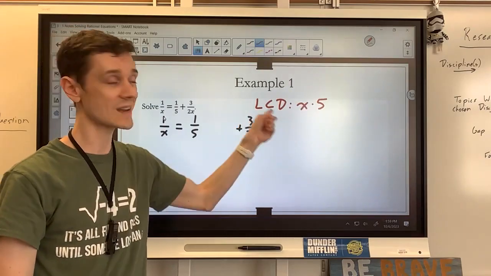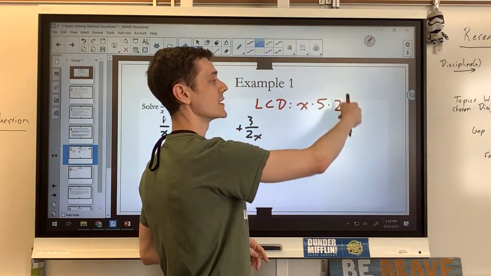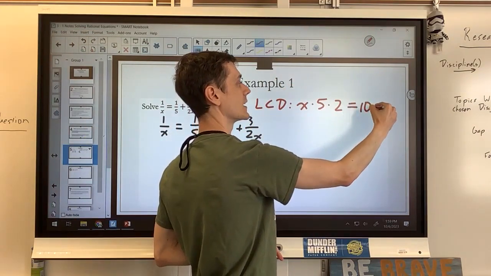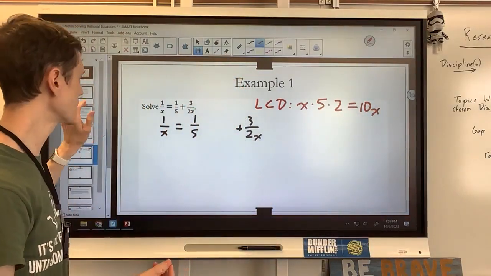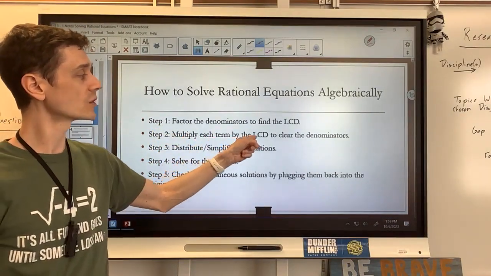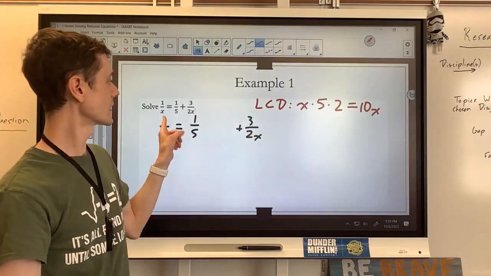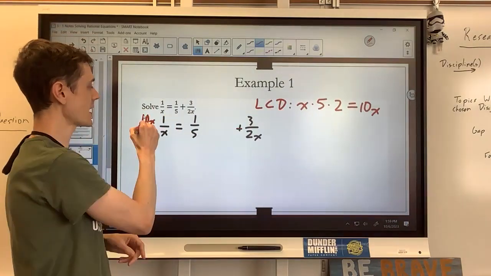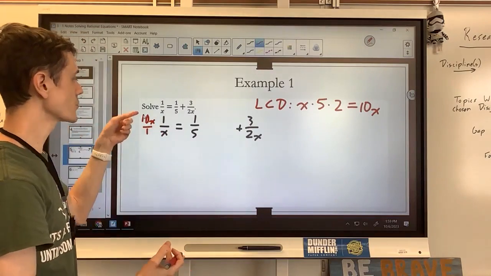However, the 2 has not been multiplied in yet. So I'm going to include that into my LCD. And then if I multiply all these numbers together, in this case, I'm getting an LCD of 10x. So going back to my steps that I showed earlier, I have now found the LCD. Now I'm going to multiply each term by the LCD to clear out my denominators. So everything needs to be multiplied by my 10x. Now remember, when we say multiply by 10x, technically that means 10x over 1, not 10x over 10x, which is a common mistake. So I'm multiplying by 10x.